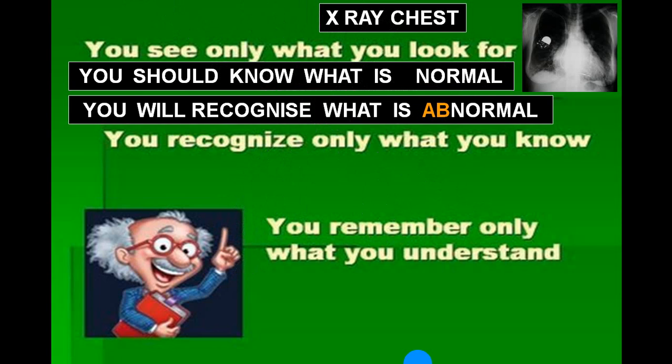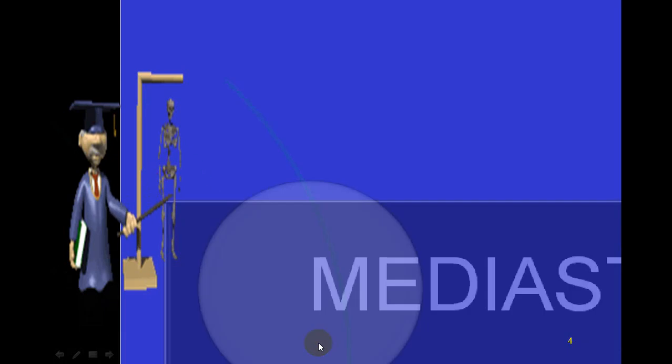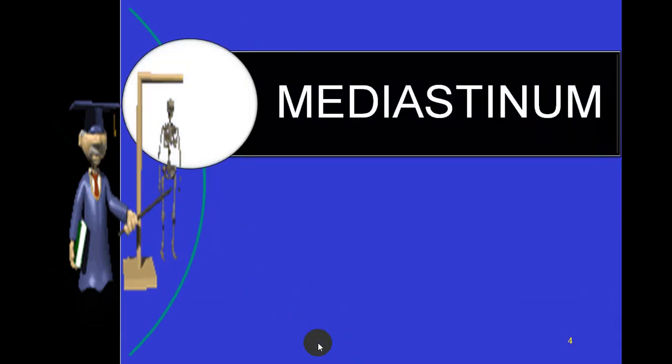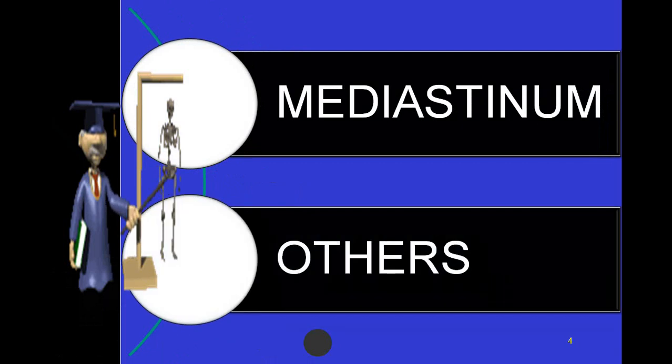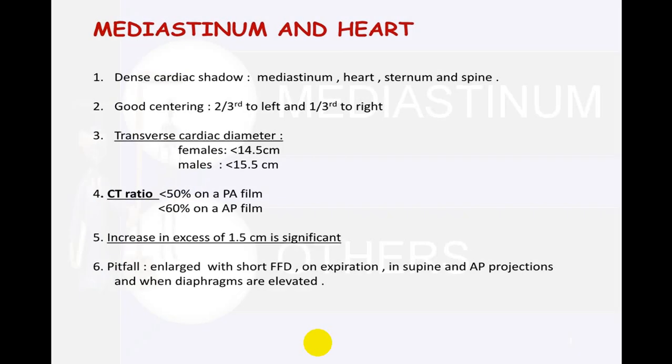You should know what is normal so that you can recognize what is abnormal. I'll try to make it as simple as possible so that you can understand. If you understand, you remember very well. If you remember, you will try to recognize. And if you recognize, you can tell what is normal and what is abnormal. Yes, I am not a radiologist, but still, I'll try to make it as simple as possible. So we'll be talking about the mediastinum and nearby structures.